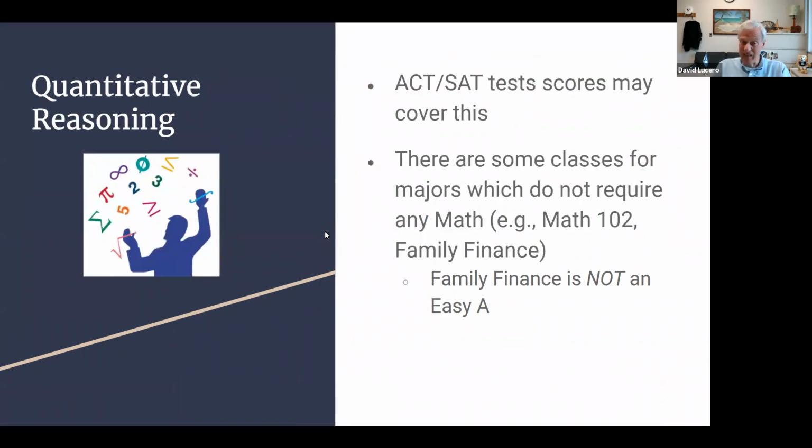Quantitative reasoning, basic math. Your ACT scores cover most of this. Some classes are good for majors that don't require any math. For instance, Math 102, Family Finance. They're not ECAs, but they're good for those majors that do not require math.